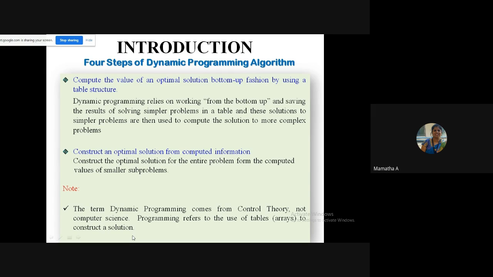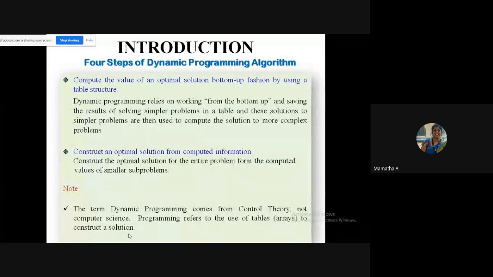Are you understanding? In simpler terms: divide the problem into sub-problems. Find the relationship between the solutions of sub-problems to get the solution of the original problem. Then solve all the sub-problems using what fashion? Bottom-up fashion. Solving simpler problems first, moving on to the next level, and storing it in a table. Once the table is ready, construct the final solution for the entire problem.